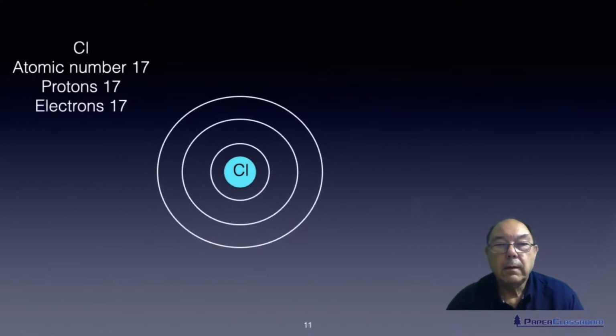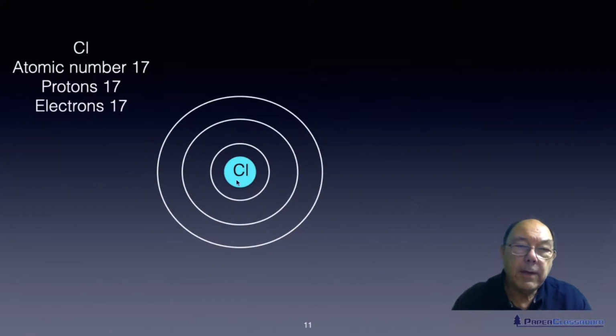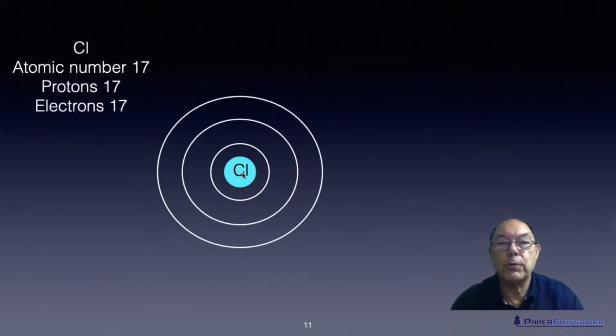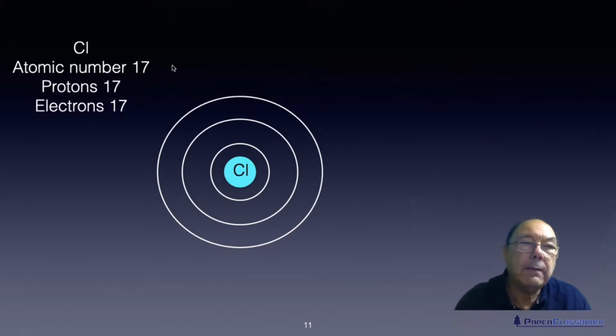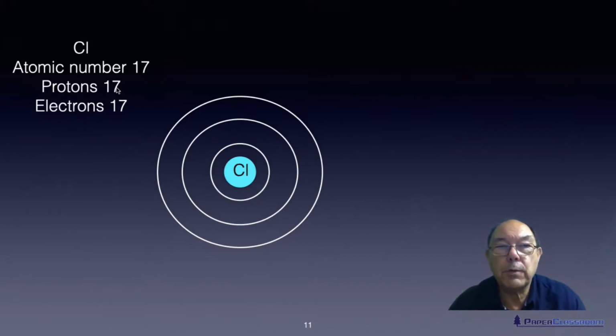We'll have a look at chlorine now. Here's the chlorine atom. Here's the nucleus, where we have the protons and the neutrons. We're just looking at the first 3 orbitals again. And what do we know about chlorine? The chemical symbol is Cl. Its atomic number is 17. So because its atomic number is 17, that tells us it has 17 protons. And because it's electrically neutral, it must have 17 electrons.